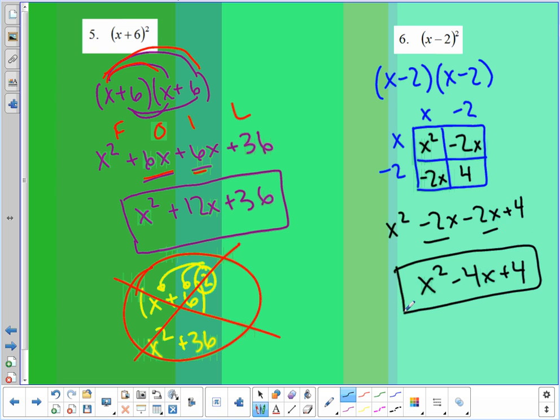So again, if I would have just squared both parts, I would have ended up with x squared plus 4 and lost the middle -4x. Don't just square both parts and leave it. You have to multiply the binomial times itself.